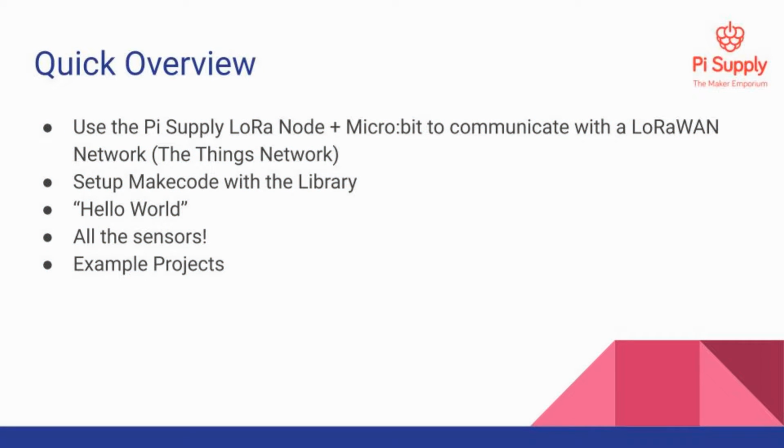As a quick overview, in this workshop we're going to be going over how to use the Pi Supply LoRa Node plus the Microbit to communicate with a LoRaWAN network. In this case we're using The Things Network, but other networks will work as well. We're going to set up MakeCode and set up the library inside of it. We're going to do a Hello World program where we're transmitting one basic bit of data and then expand that program to include a few sensors which are on a microbit.